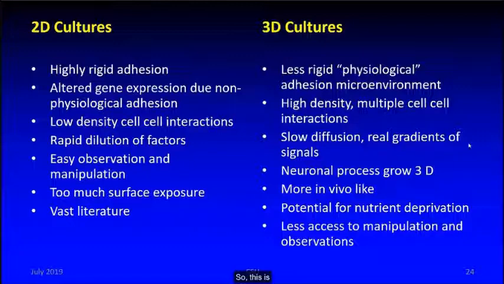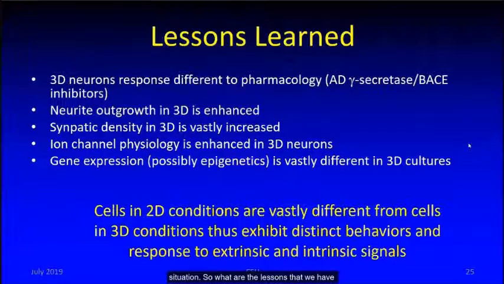So this is probably the future, you know, of cell culture, not just neuroscience, to really try to mimic better the actual nervous tissue situation. So what are the lessons that we have learned? Neurons in 3D respond quite differently to signals or pharmacology or in vivo signals. Neuron outgrowth is actually enhanced and it's different in the way they're sprouting. Synaptic density is actually greatly increased. Ion channel physiology, probably someone can talk more about that, is dramatically different.